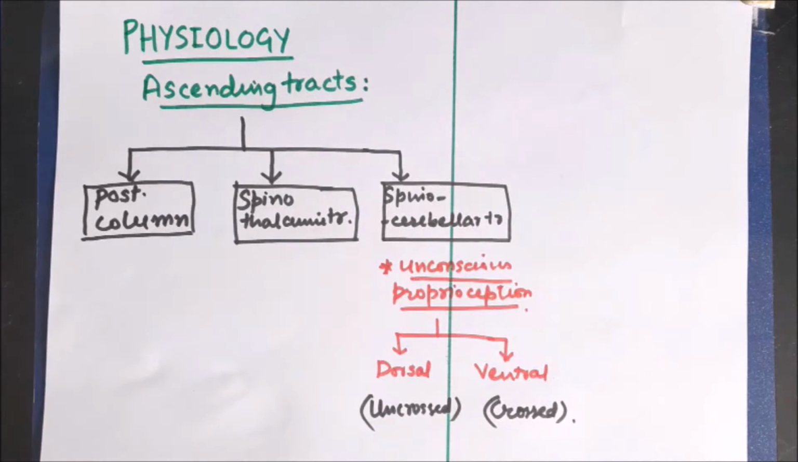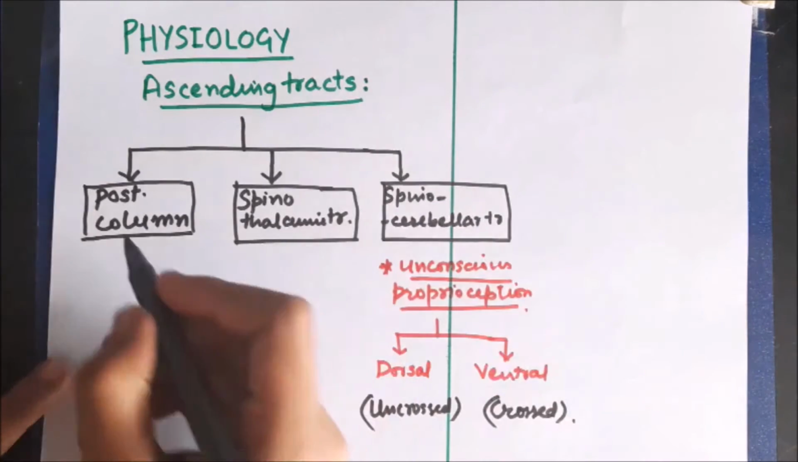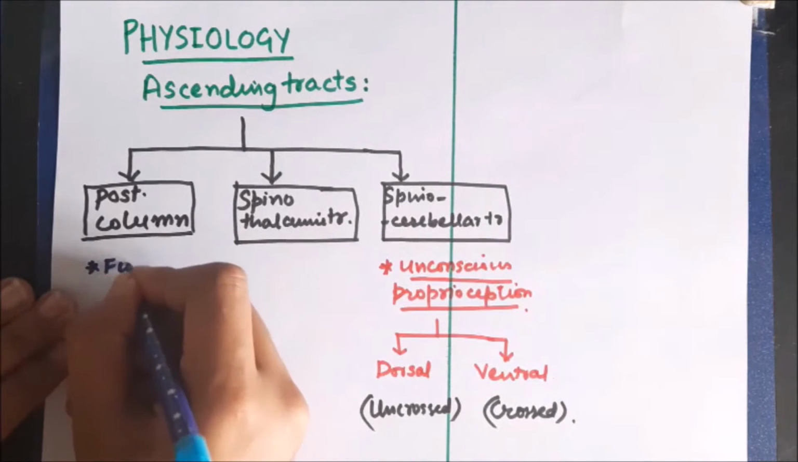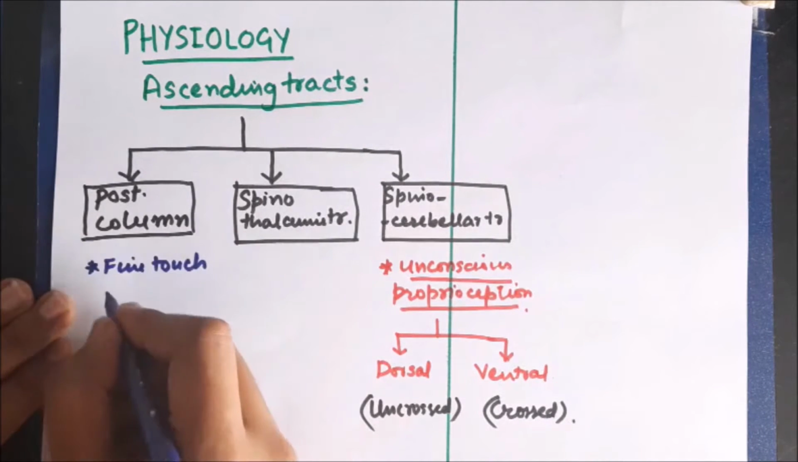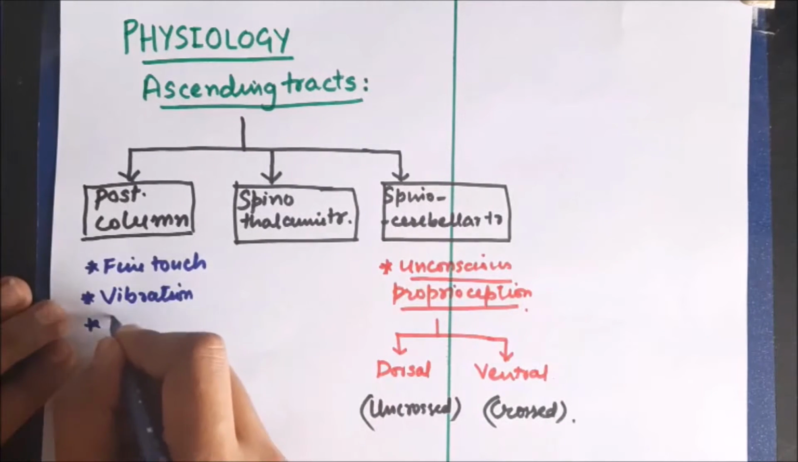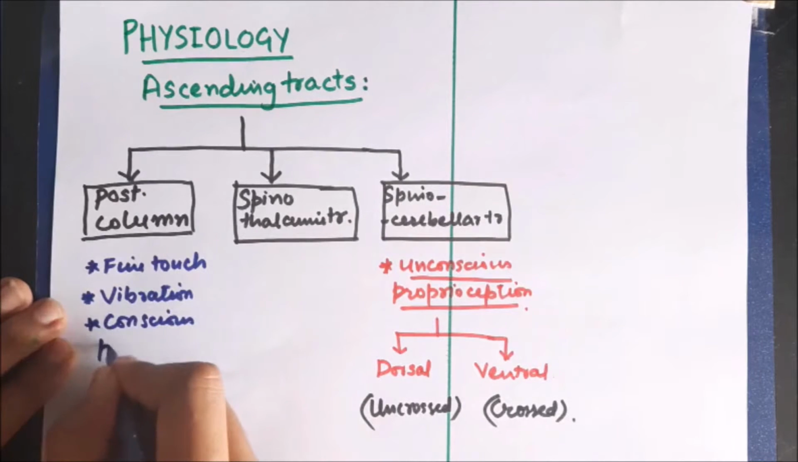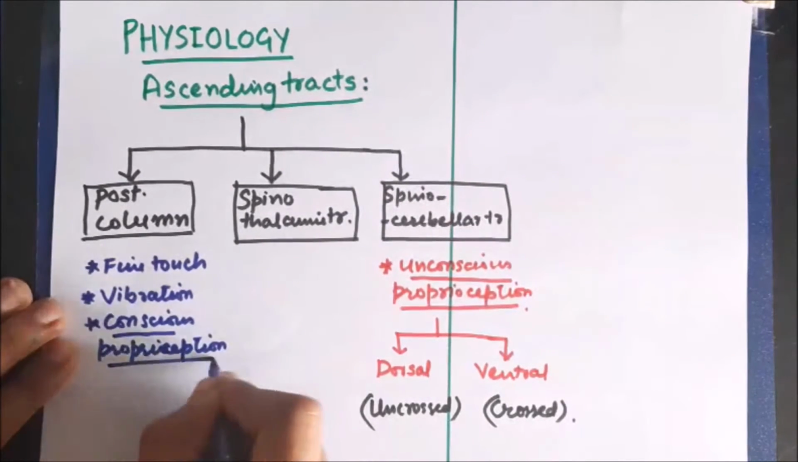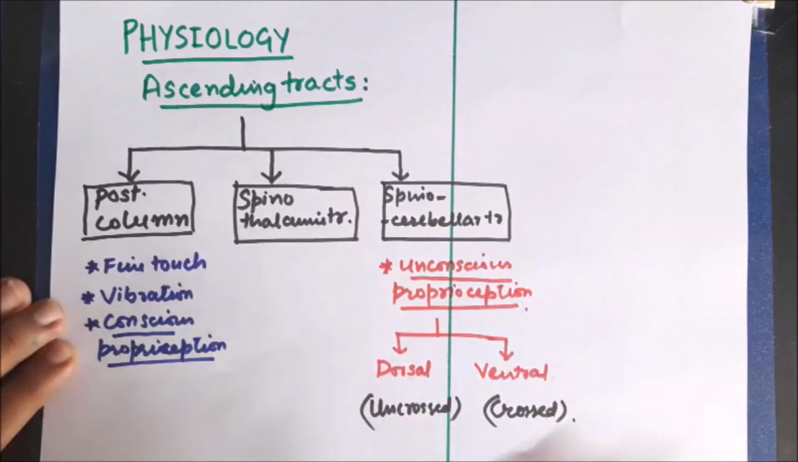There's not much else that we can study about spinocerebellar tracts. Now let us go to the two tracts which are very important and which we'll study in detail. The posterior column or the medial lemniscal system carries sensations of fine touch, vibration, and conscious proprioception. Conscious proprioception is carried by the posterior column, whereas unconscious is carried by the spinocerebellar tracts.